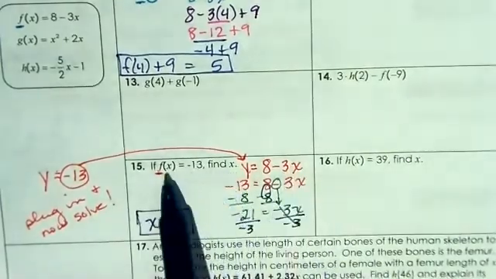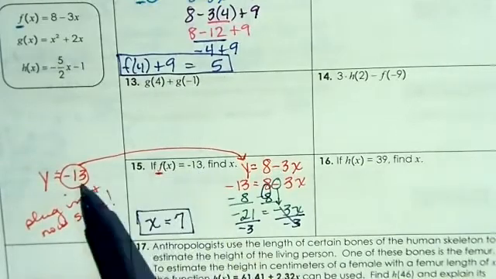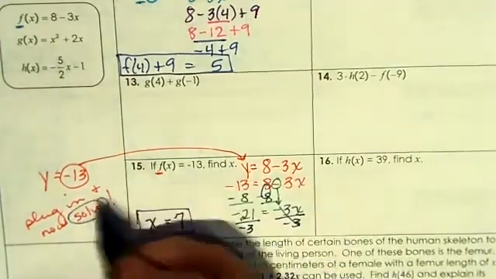So remember, when it gives you the f of x equals already what that number is, then that's y equals that number. So y equals negative 13. So now I'm solving for the x. So in this situation, we solve.